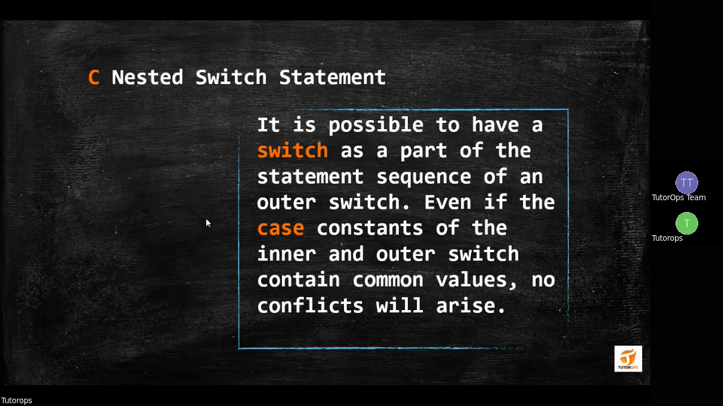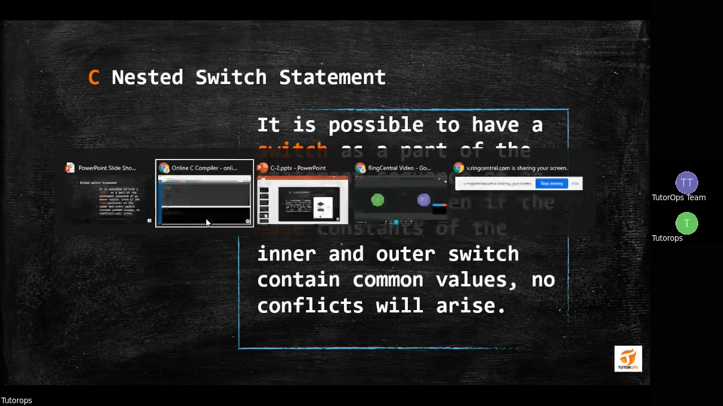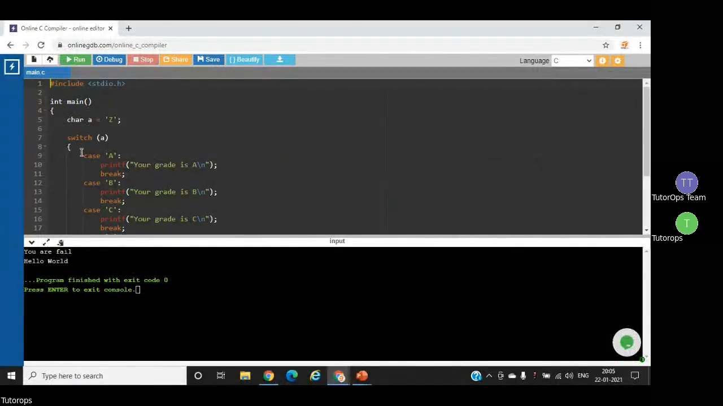Another possibility is a nested switch statement, which means it is possible to have a switch as a part of the statement sequence of an outer switch. Even if the case constants of the inner and outer switch contain common values, no conflicts will arise. So if you want to learn another switch case, suppose this is a switch. In between, I can write another switch.